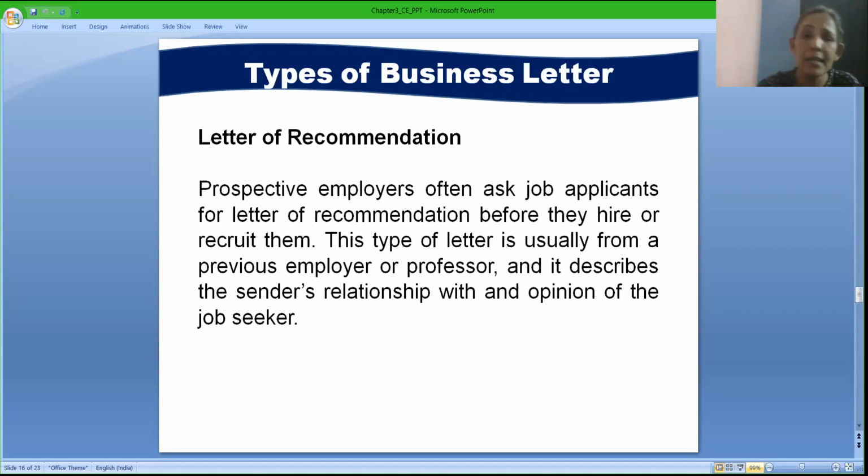Then the next is the letter of recommendation. Often this is used at the professional level. Even students get recommendations these days. They get recommendations from teachers when they are working for the first time, when they join any organization for the first time. The organization asks for a recommendation letter either from the director or dean of the institute or from the principal of the organization.